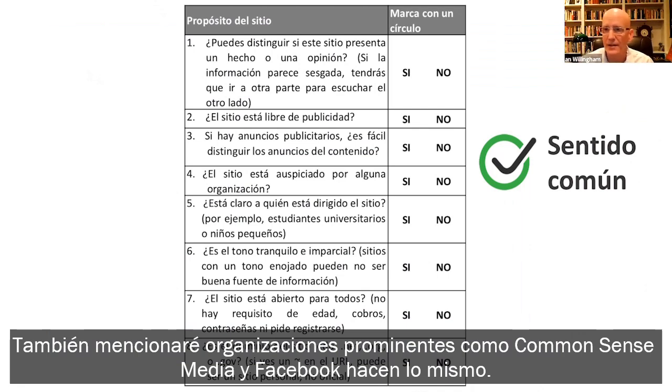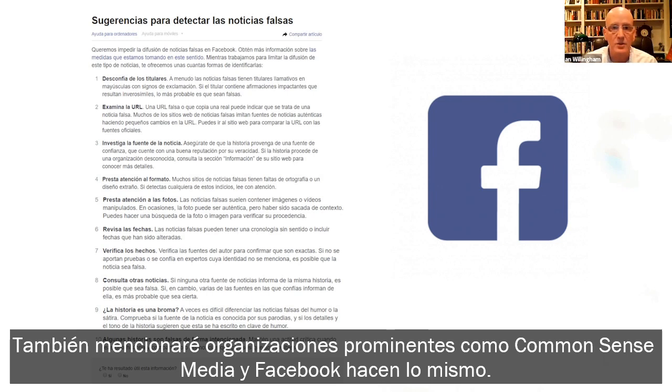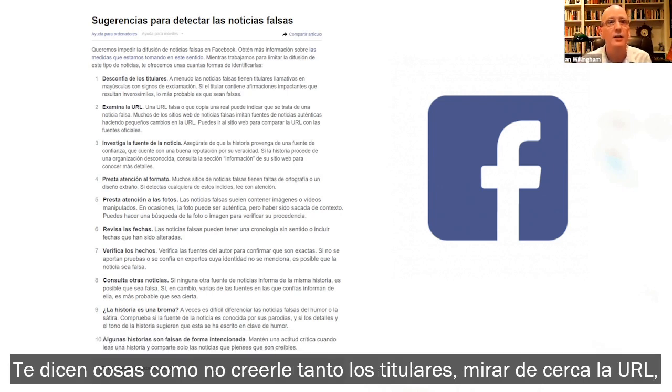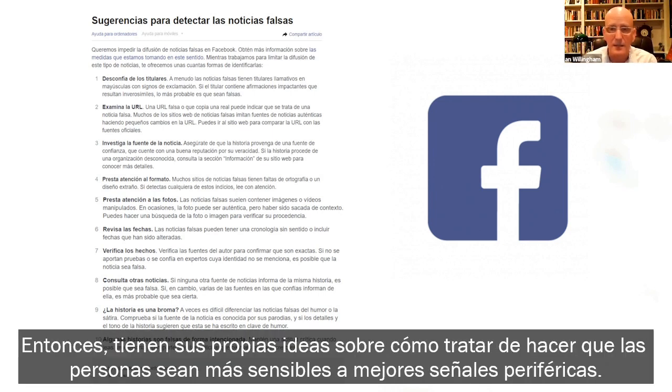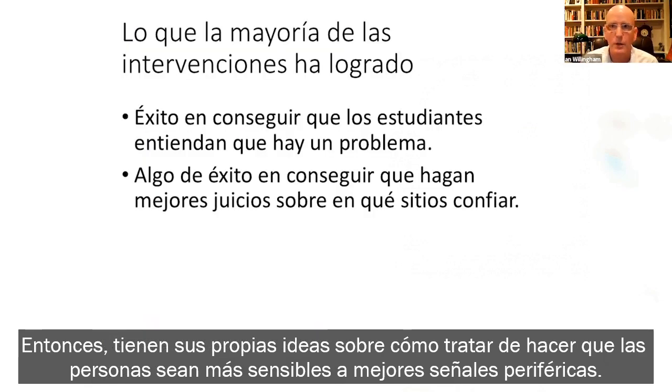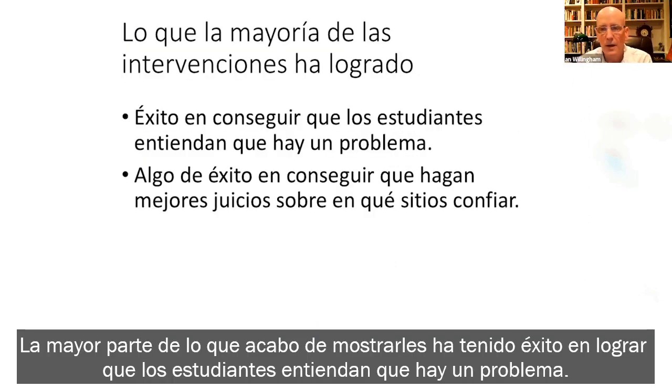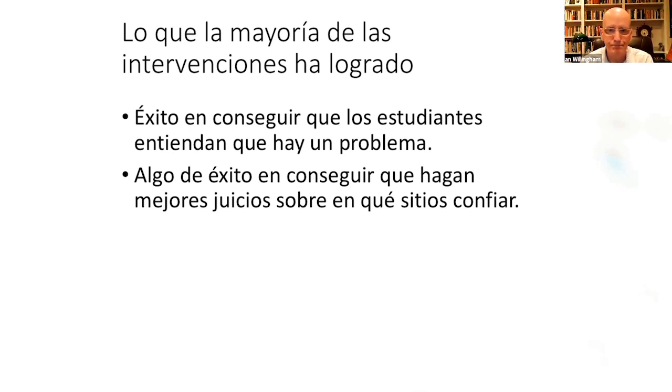Oh, and I'll also mention prominent organizations like Common Sense Media and Facebook sort of do the same thing. They're telling you things like be skeptical of headlines, look closely at the URL, investigate the sources, and so on. So they've got their own ideas about how to try and make people more sensitive to better peripheral cues. Most of what I've just shown you has been successful in getting students to understand there's a problem.